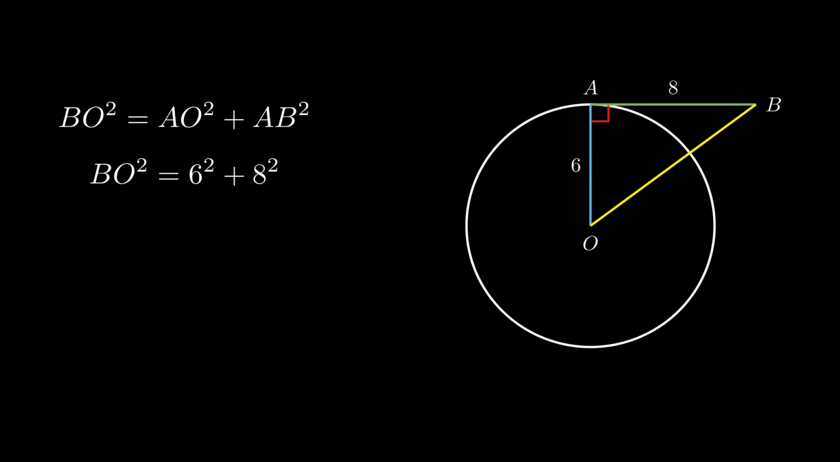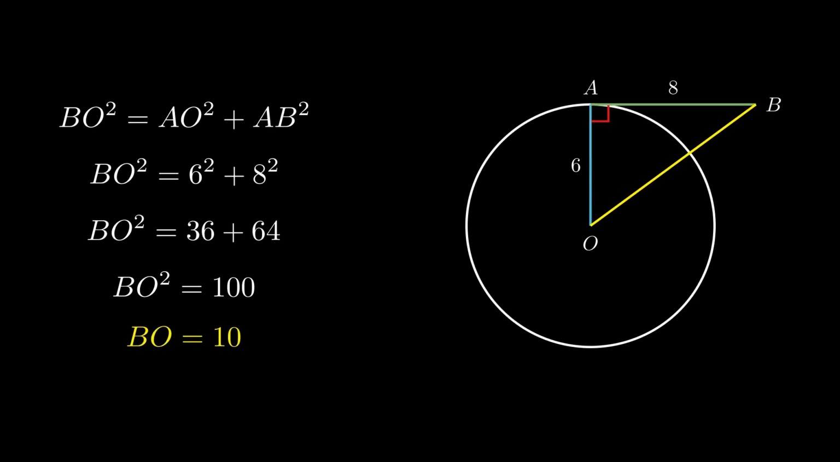Simplify the equation. BO squared equals 36 plus 64. BO squared equals 100. Take the square root of both sides. BO equals 10.